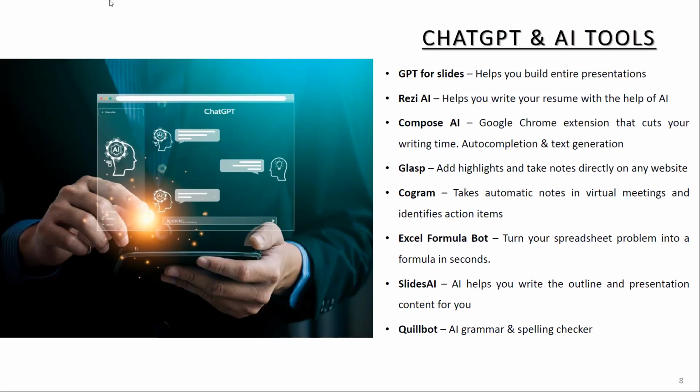Imagine you're typing a letter, an email, something really important. You need something to correct those grammatical errors, to correct those tenses, to put in the comma and the full stop at the right place. Auto completion as well, which saves time. Before you finish typing, it just generates that word you're looking for. Compose AI. So these are some of the tools. Look at QuickBoard, AI grammar and spell checker, and also Excel formula bot that turns your spreadsheet program into formulas in seconds. These are a lot of AI tools that can help you alongside ChatGPT. There are quite a lot there, so you can also do some research on that.